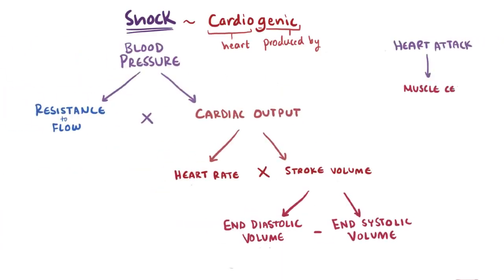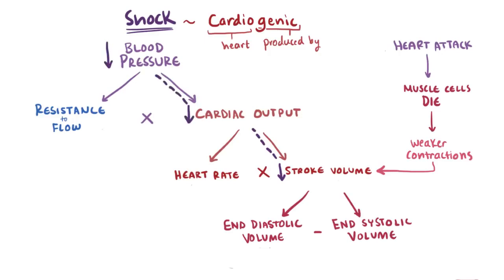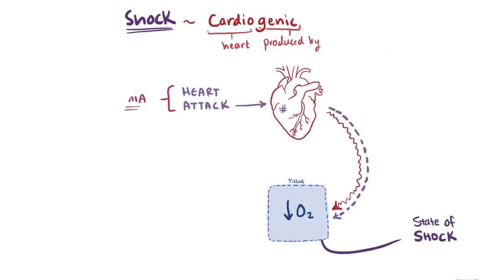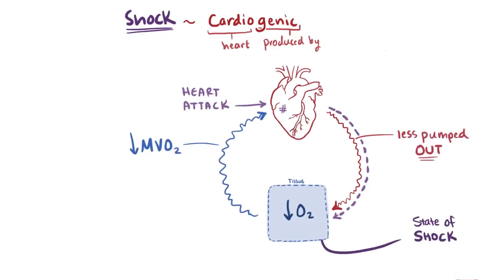When the heart's muscle cells die, it can't contract as hard, which means the amount of blood pumped out, or stroke volume, goes down, and therefore cardiac output goes down as well. In the same way as with hypovolemic shock, the body releases vasoconstrictors to increase vascular resistance and help maintain blood pressure. Also, as with hypovolemic shock, MVO2 will be down since there's less oxygen being pumped out, and so less will be left over.